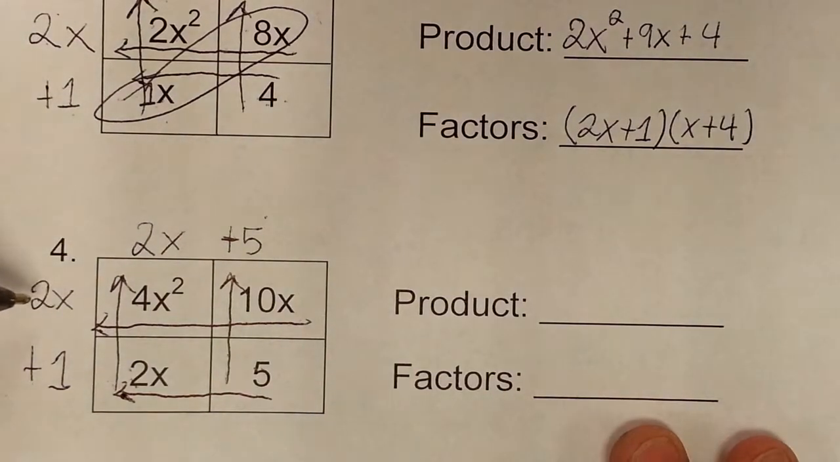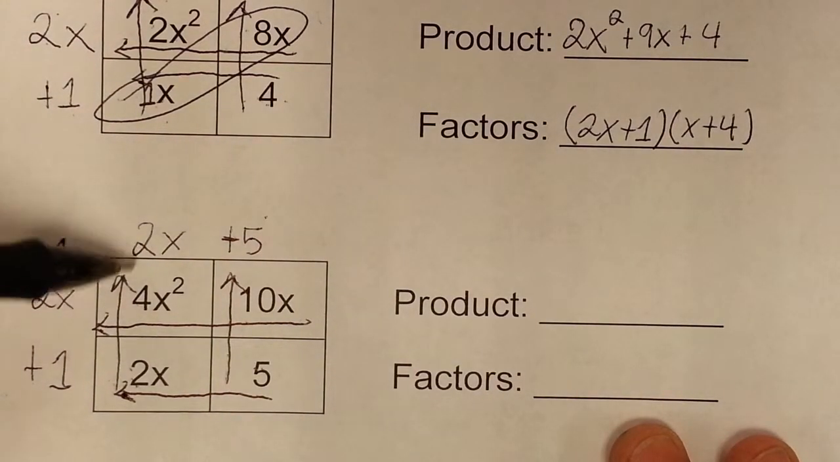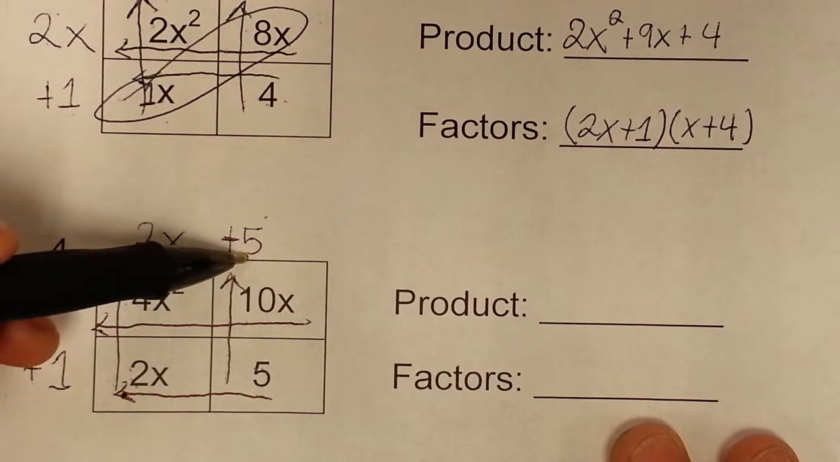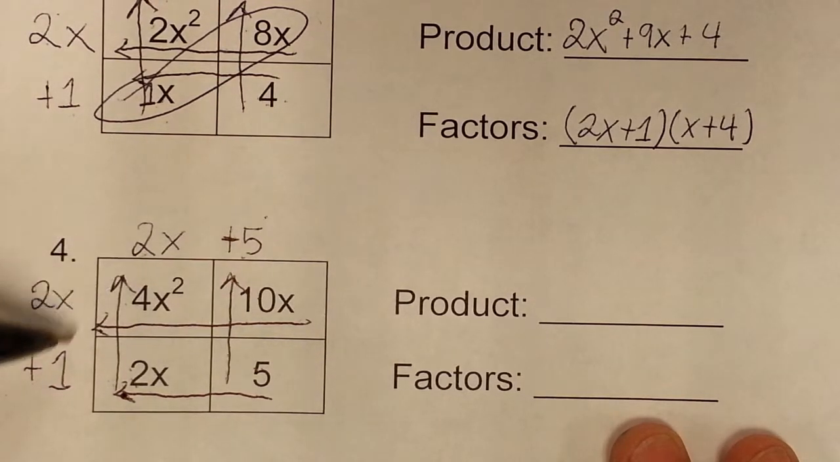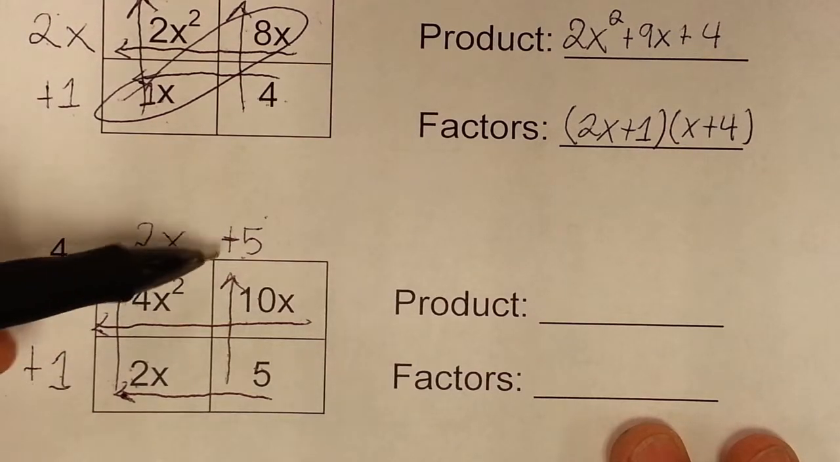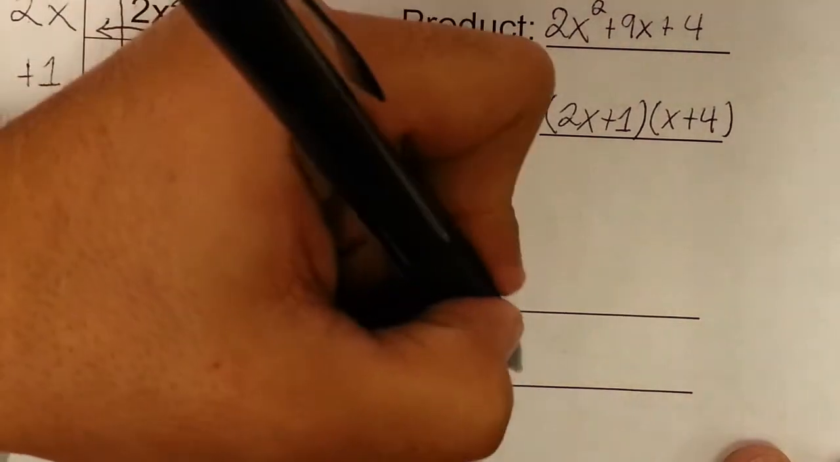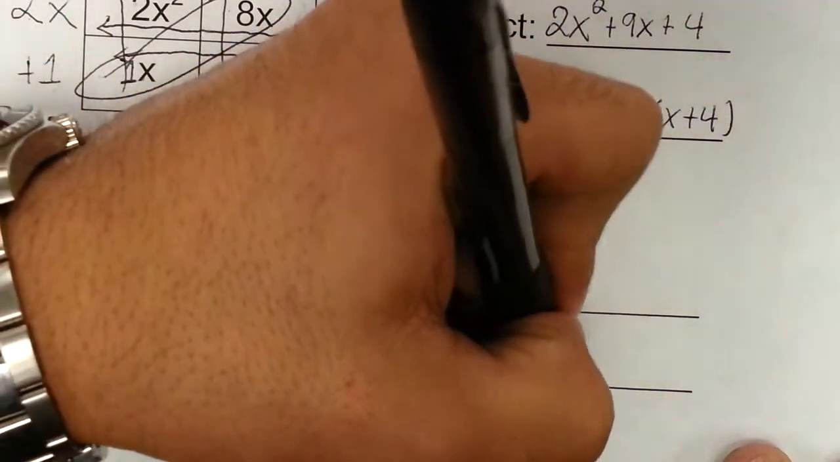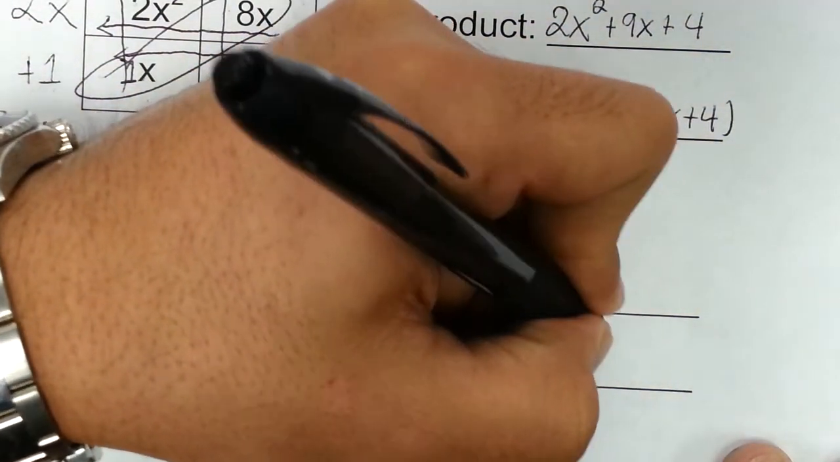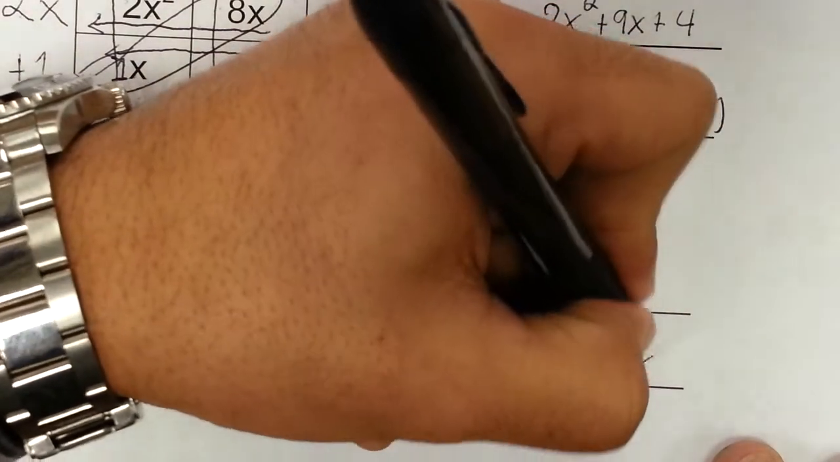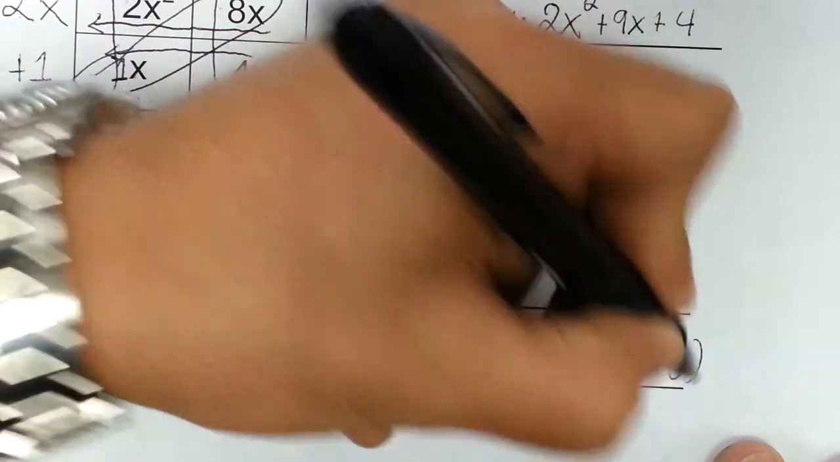Now we can verify 2x times 2x gives us 4x squared. 2x times 5 gives us 10x. 2x times 1, 2x, and 5 times 1 is 5. So for our factors, we can write 2x plus 1, and we can also write 2x plus 5.